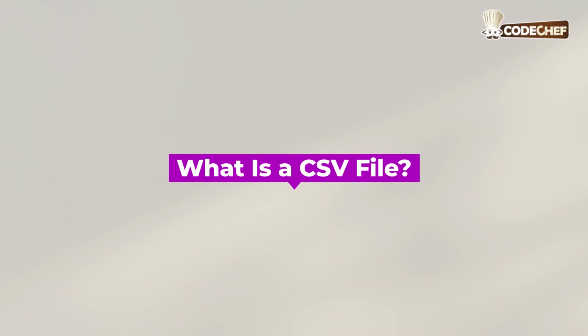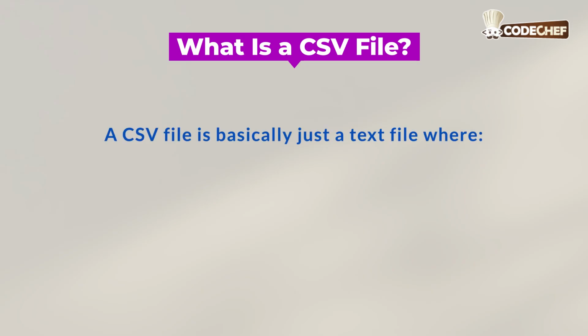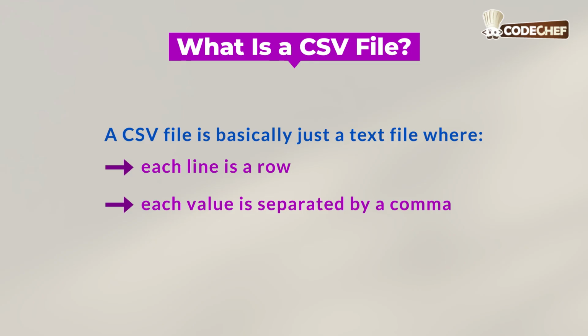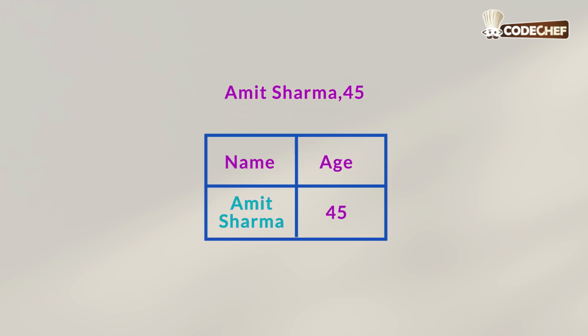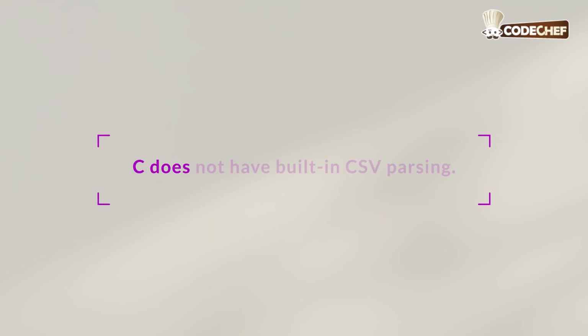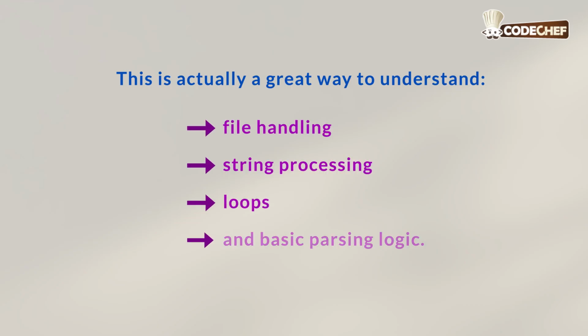What is a CSV file? A CSV file is basically just a text file where each line is a row, and each value is separated by a comma. So, a row like this, Amit Sharma, 45 has two values, where Amit Sharma is the name and 45 is the age. Now, unlike languages like Python or JavaScript, C does not have built-in CSV parsing. This is actually a great way to understand file handling, string processing, loops, and basic parsing logic.